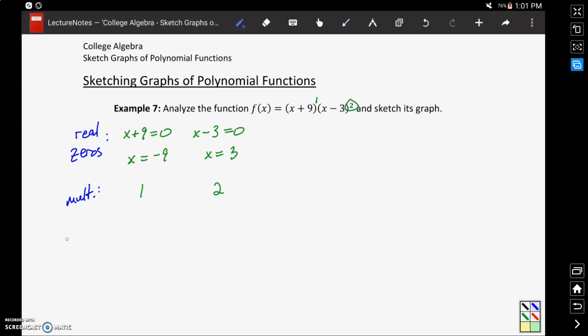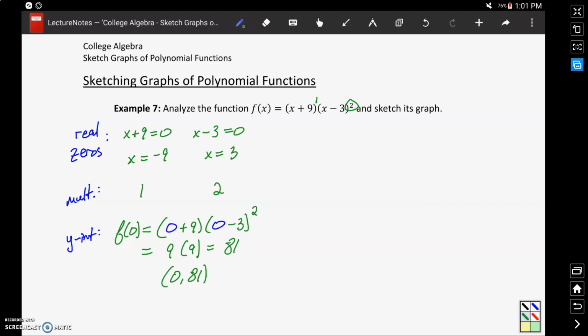We also want to identify our y-intercept, which we can do by evaluating f of 0. So meaning we're setting our x value equal to 0 to see what our corresponding value is for y. This will give us 9 times 9, or 81, as our y-intercept, meaning the point 0, 81.